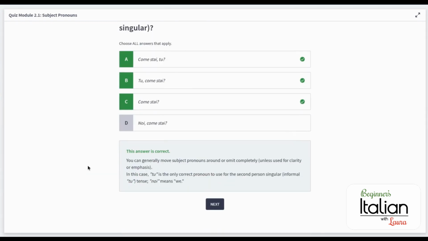Okay, so letters A, B, and C are correct. D is not correct because noi means we. Okay, so you can generally move subject pronouns around or omit completely unless used for clarity or emphasis. In this case, tu is the only correct pronoun to use for the second person singular, informal tu tense, because noi means we.